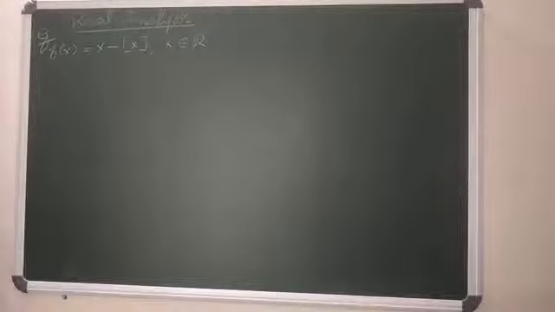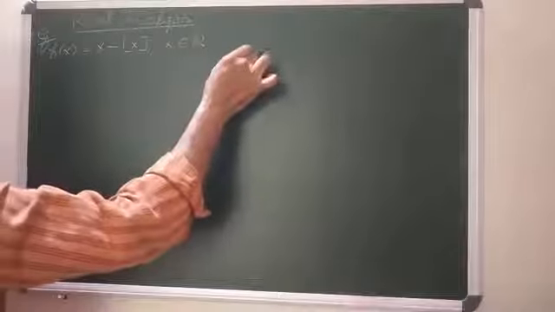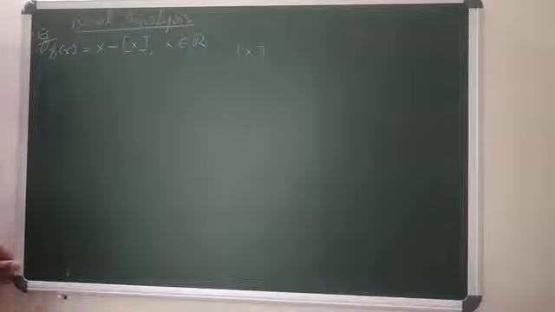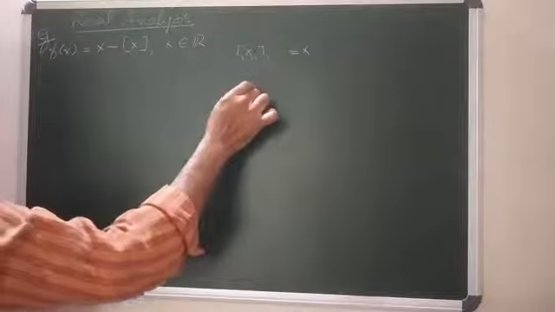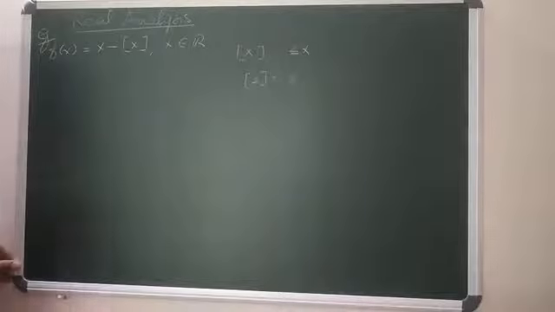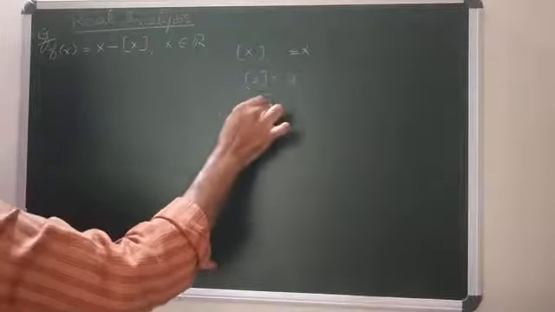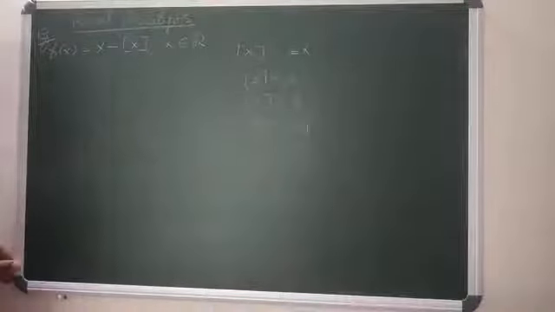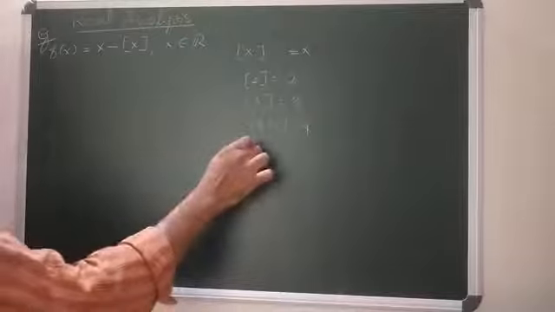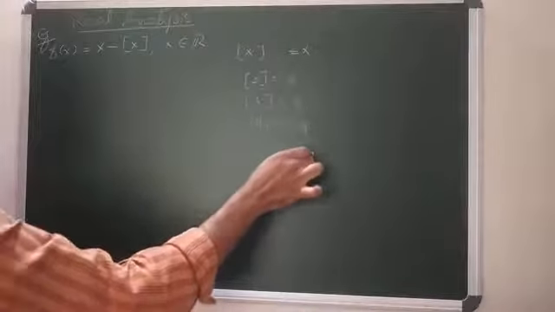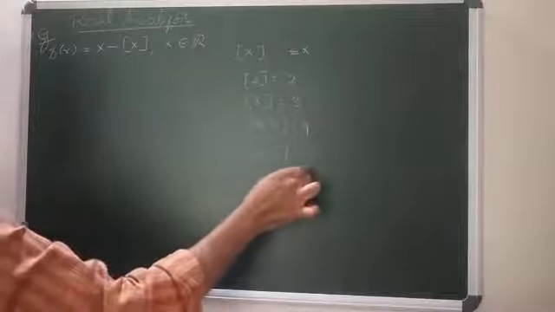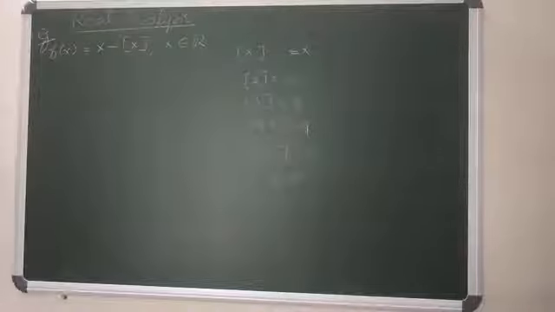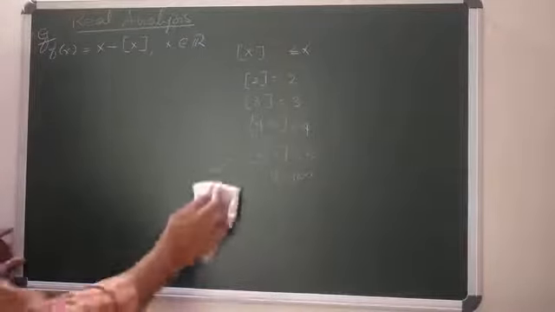So here, what is greatest integer x? Greatest integer x means the integer less than or equal to x. Greatest integer 2 equals 2. Greatest integer 3 equals 3. Greatest integer 4.5 equals 4, the integer less than or equal to it. Greatest integer 5.2 equals 5 and so on. So this is the greatest integer function. So here we define the function f of x equals x minus greatest integer x.